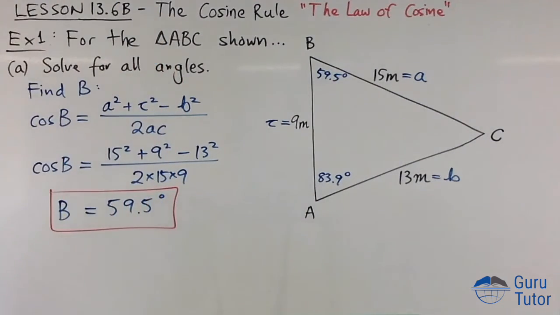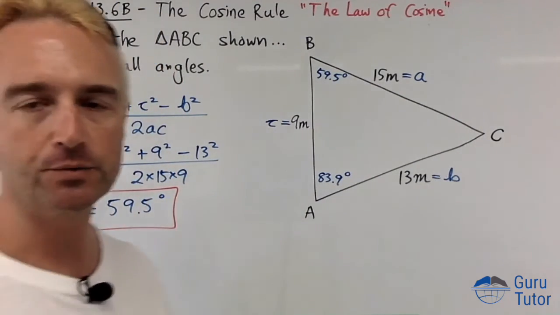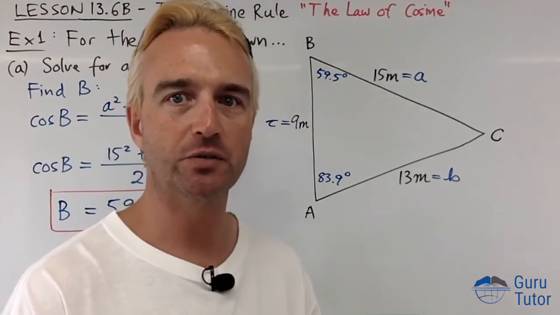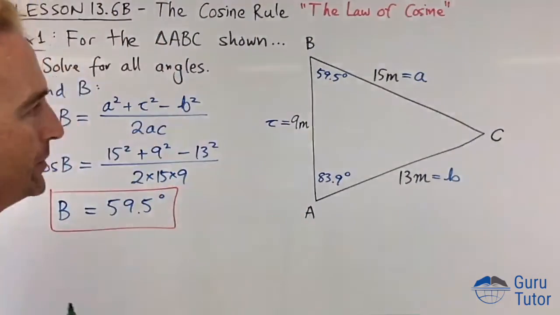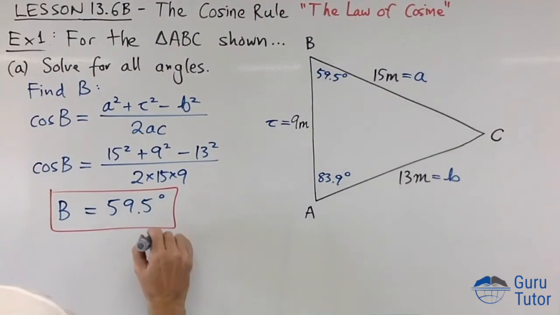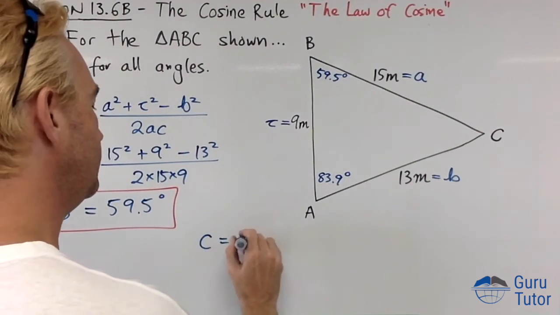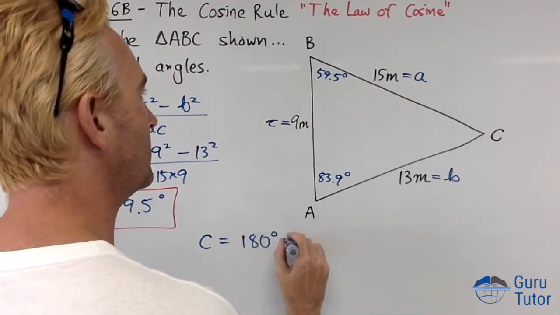Done. And now to solve this triangle, we need angle C. How are we going to get that? You could use the sine rule or the cosine rule, but we don't need to. We could just use the angle sum of a triangle. Angle C is going to be 180 minus the other two.